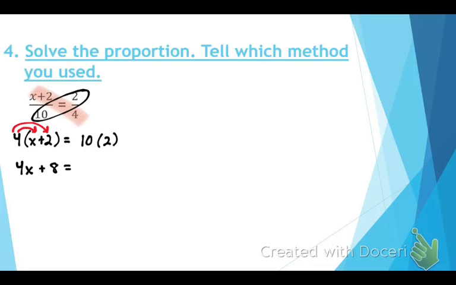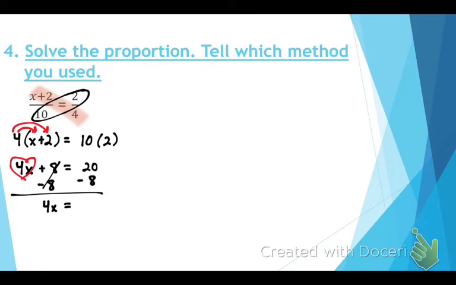If your board doesn't look like mine does right now, I want you to erase it, okay? 10 times 2 equals 20. Now remember, we want to keep the 4 and the x together as long as possible, so what should I get rid of first on the left side, class? The 8. How do I get rid of add by 8? Subtract by 8. What you do to one side? Okay, you've got to be fair and do it to the other side.